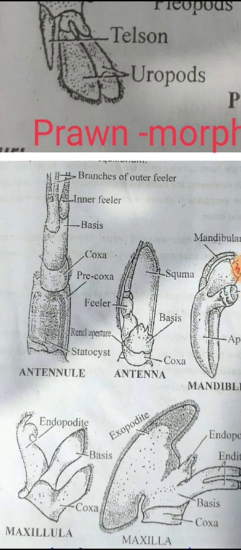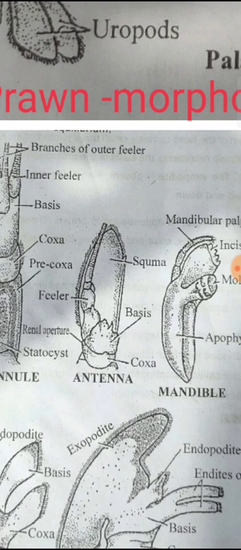Now the second one is the antennae. These are the second pair of appendages. These are biramous appendages. Each antenna consists of podomers with coxa and basis. It is only two: the coxa and the basis. These are the podomers.